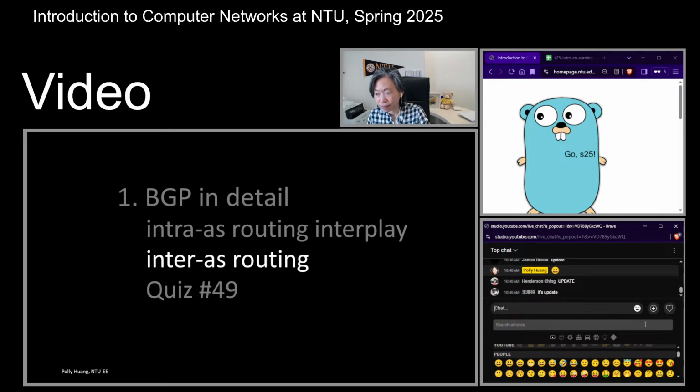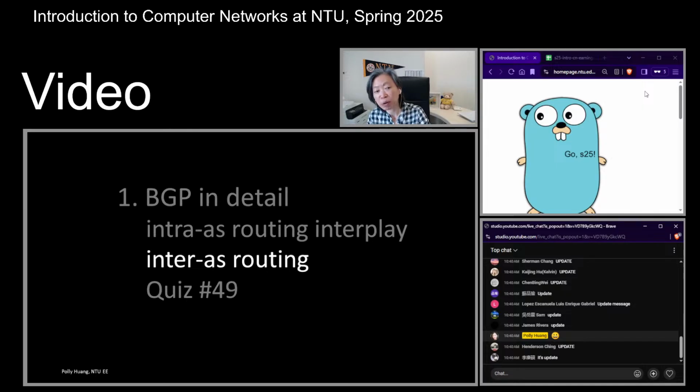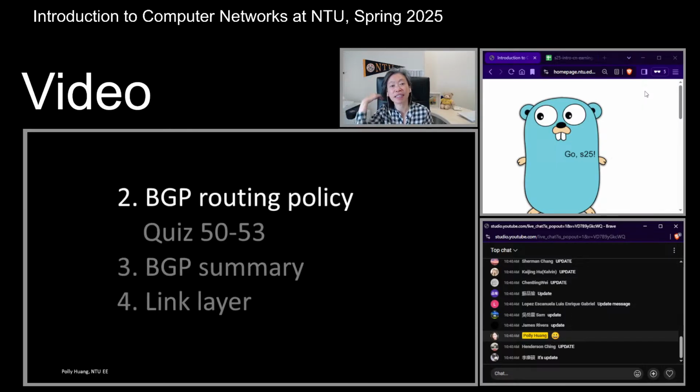Very good. Yeah, that is kind of straightforward. Good. Now we can move on to the next topic. This is the biggest topic in BGP. It's called the BGP routing policy.